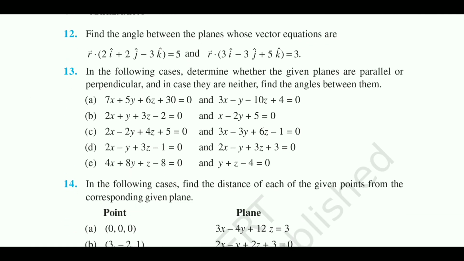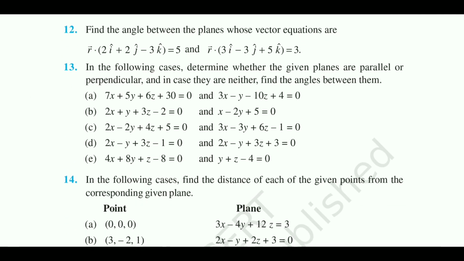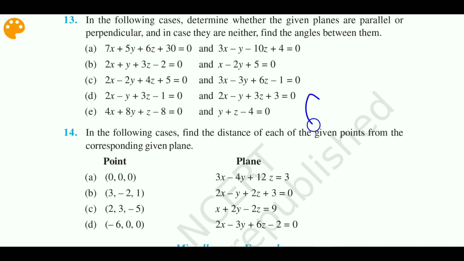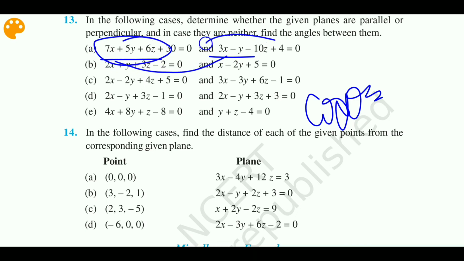Next, find the angle between these two planes. Very simple, you have to find the angle between these two planes. You know the direction ratios of all these things. You have to calculate the cosine of theta. Cosine of theta equals the dot product of the direction ratios of this and this, divided by the individual magnitude of this and the individual magnitude of this equation.